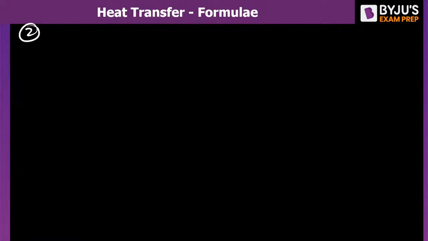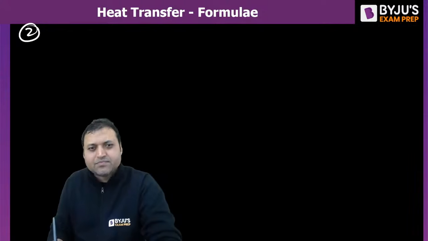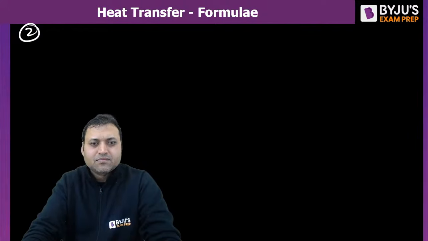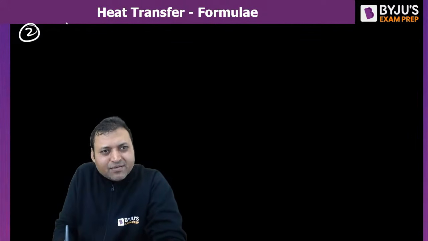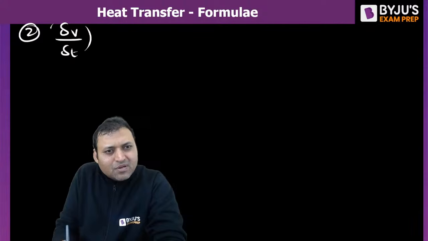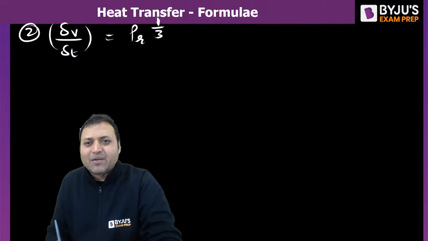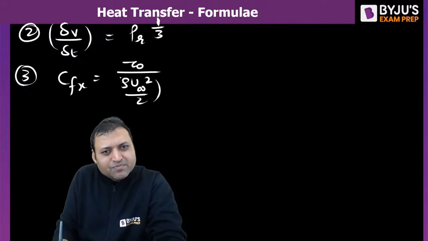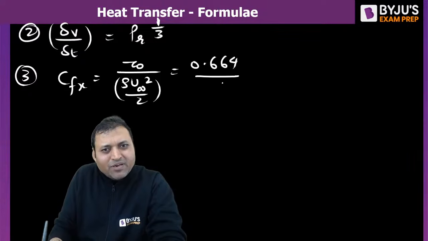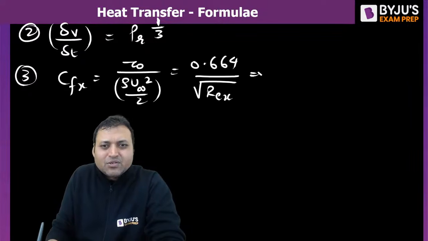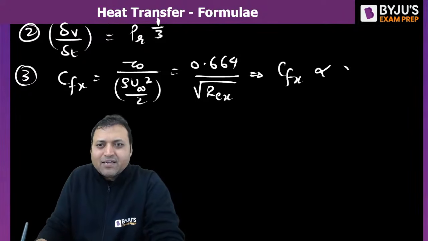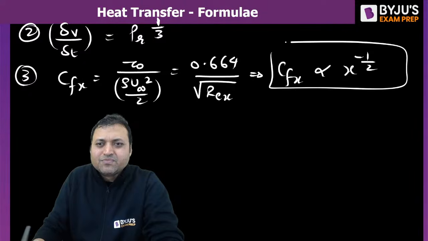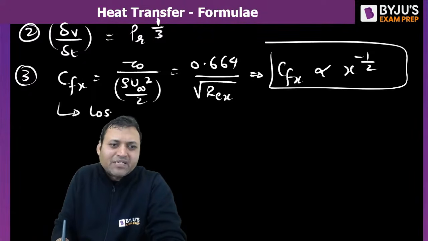The second formula we can write: delta V by delta T is equal to Prandtl number to the power 1 by 3. The third formula, local friction coefficient, that is tau naught upon rho u infinity square by 2, is equal to 0.664 upon under root of Rex. So we can say Cfx is proportional to x to the power minus 1 by 2. That is called as local friction coefficient.